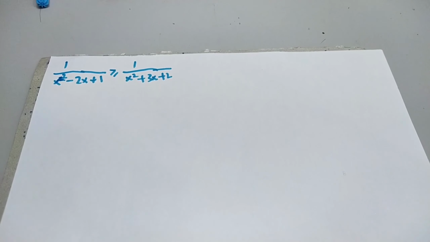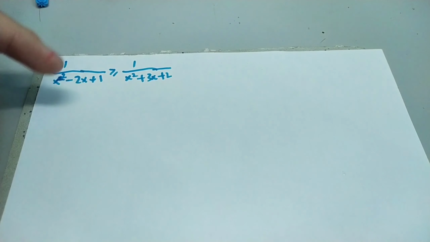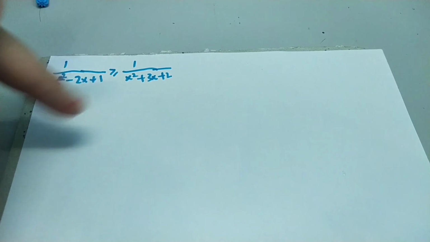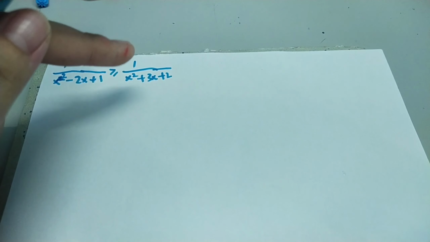If you didn't watch, please be sure to watch, because this is the second question about rational inequality, and it was super hard, not gonna lie. In this video we are going to show you another method. Now here's the thing. 1 over x squared minus 2x plus 1 is bigger than or equal to 1 over x squared plus 3x plus 2.